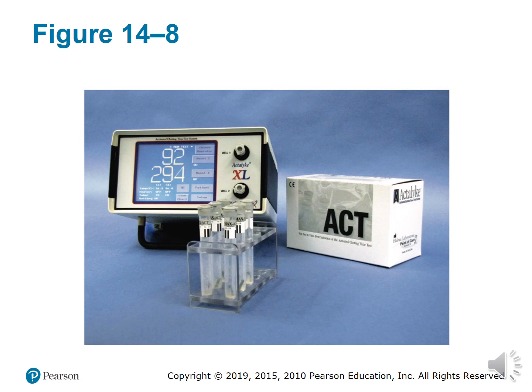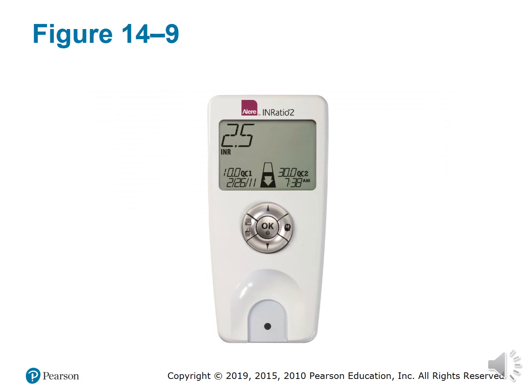This one, well, it says it is the ACT. That's the ACT system. And then this one is the Alere INRatio 2 meter. These are all the meters that check for PT-INR, or to see how thick or thin your blood is.